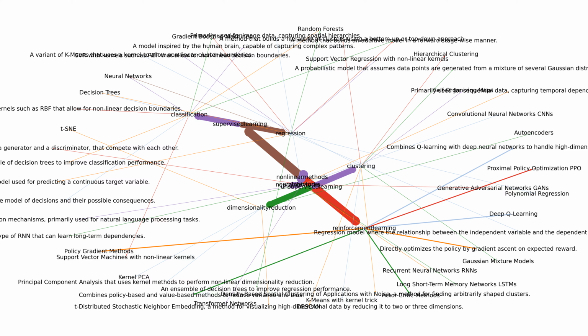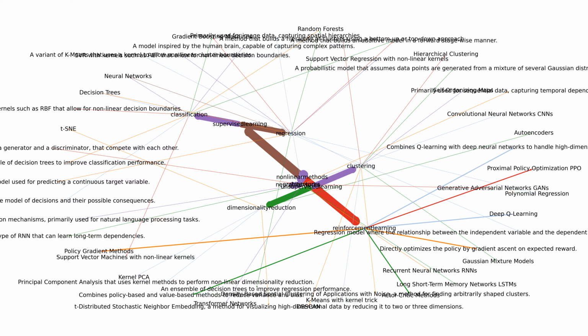Reinforcement learning. Methods. Method: Deep Q-learning. Description: Combines Q-learning with deep neural networks to handle high-dimensional state spaces. Method: Policy gradient methods. Description: Directly optimizes the policy by gradient ascent on expected reward. Method: Actor-critic methods. Description: Combines policy-based and value-based methods to reduce variance and bias.